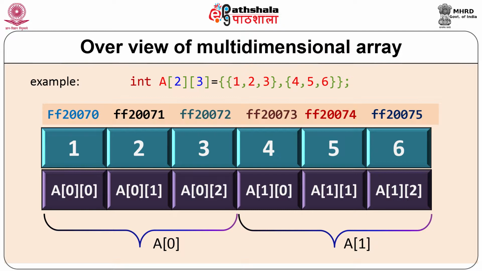EF20070 is the memory address of first element of array, that is A00, whereas FF20075 is memory address of last element, that is A12, and that element is 6, whereas first element A00 is 1.